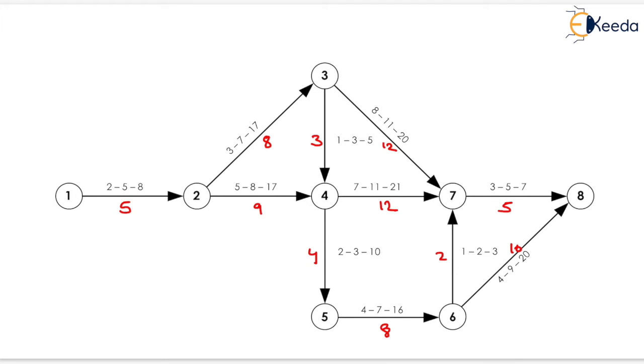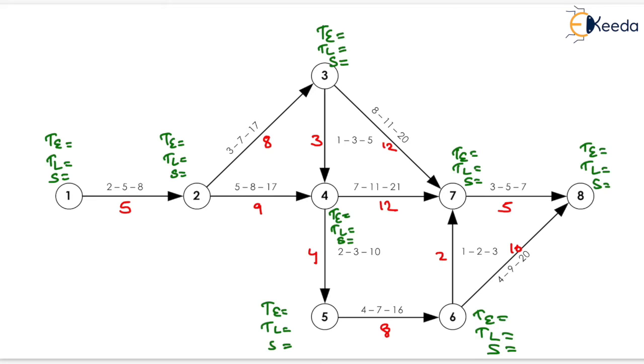Now we have to find the value of TE, TL and slacks, so we will write at all the nodes TE, TL and slacks. If the TE time for event 1 is not given, then we will assume it as 0. Similarly for event 2 it will be 0 plus 5, so it will be equal to 5. For event 3 it will be 5 plus 8, that is 13, so here we will write 13. Similarly for event 4 it will be 9 plus 5, that is 14, and 13 plus 3, that is 16. So the maximum will be the answer, that is 16.